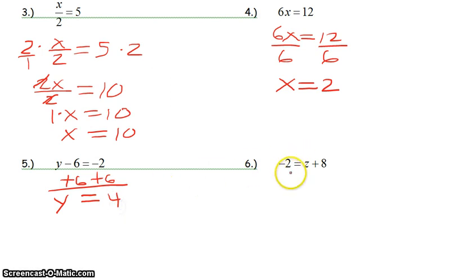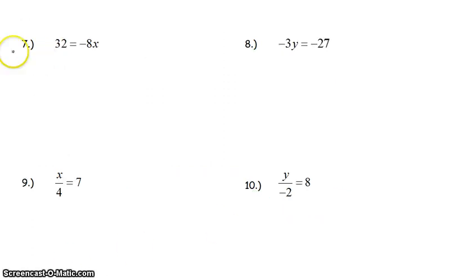Now we go to problem number 6. This time we have the variable on the right hand side of the equal sign. It doesn't matter. We still follow the same process. We find our variable. We need to get rid of whatever is on the same side as our variable. We have a plus 8, so we're going to subtract 8 on both sides of the equal sign. Negative 2 minus 8. Remember, when you have the same sign, you add them together and carry the sign. So this would be negative 10, and it equals. We'll bring down our z, and 8 minus 8 is 0. So we know z plus 0 is z, so we're done. It's negative 10 equals z.